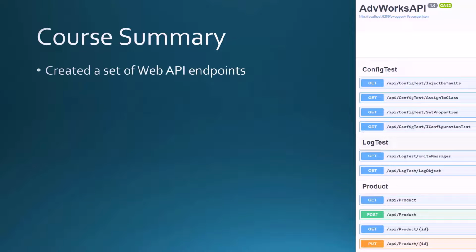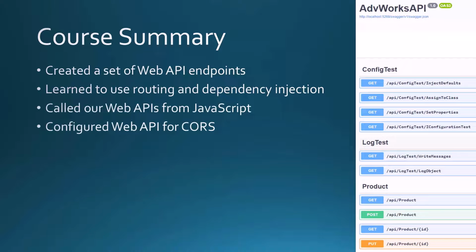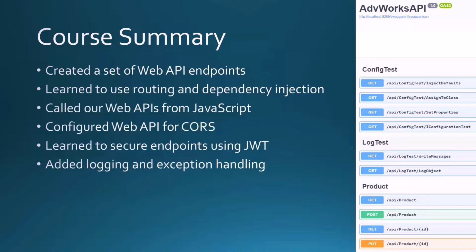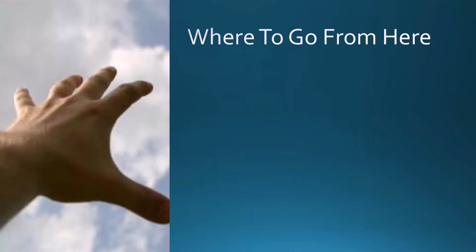Well, we've done quite a bit in this course. We've created a set of Web API endpoints, learned to use routing and dependency injection, called our Web APIs from JavaScript, configured Web API for CORS, learned to secure endpoints using JWT, added logging and exception handling, connected API calls to a SQL Server database, and we tried out asynchronous calls. So where should you go from here?